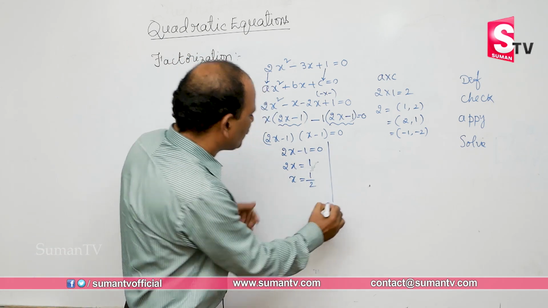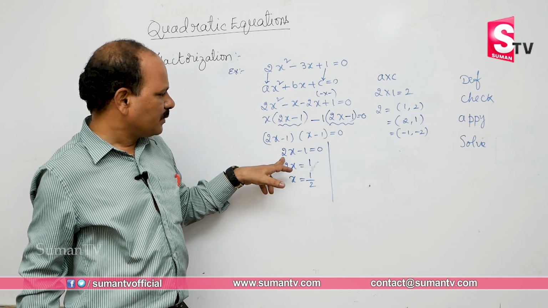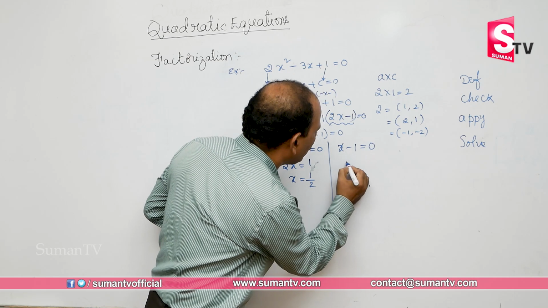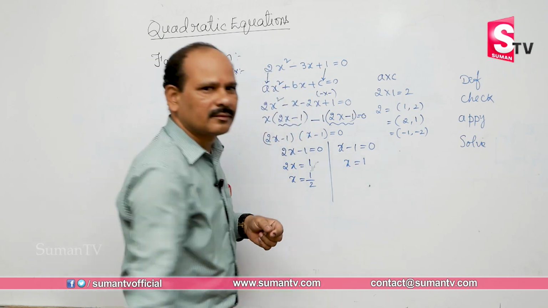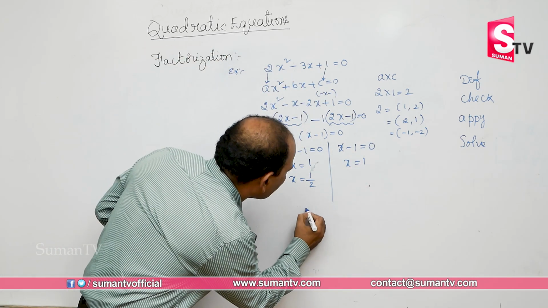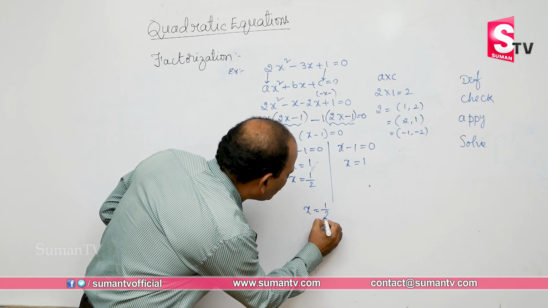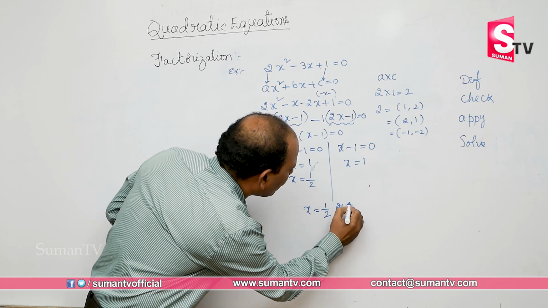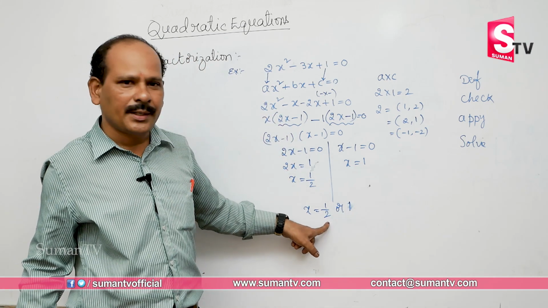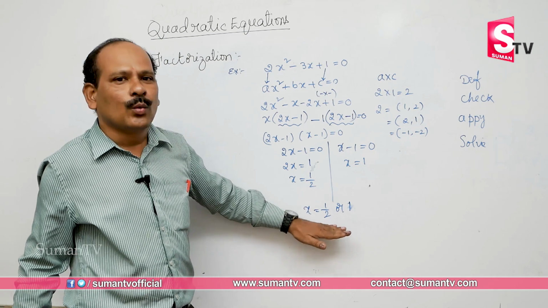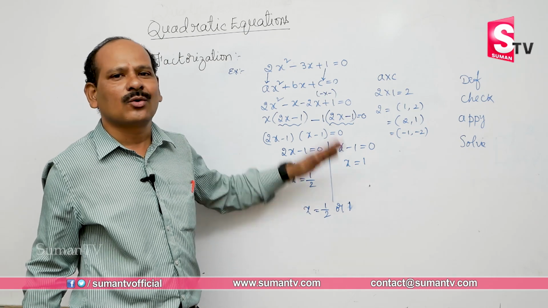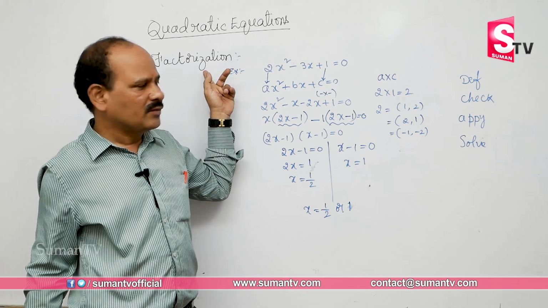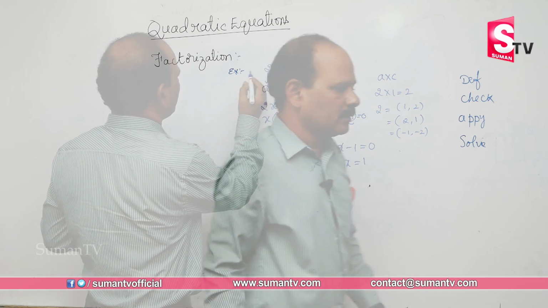Come to the second part. This I already made it 0. Then x minus 1 is equal to 0. x is equal to 1. So, the value of x is equal to 1 by 2 or 1. In this way, we can solve the quadratic equation by using the factorization method. One more problem I will explain to you.